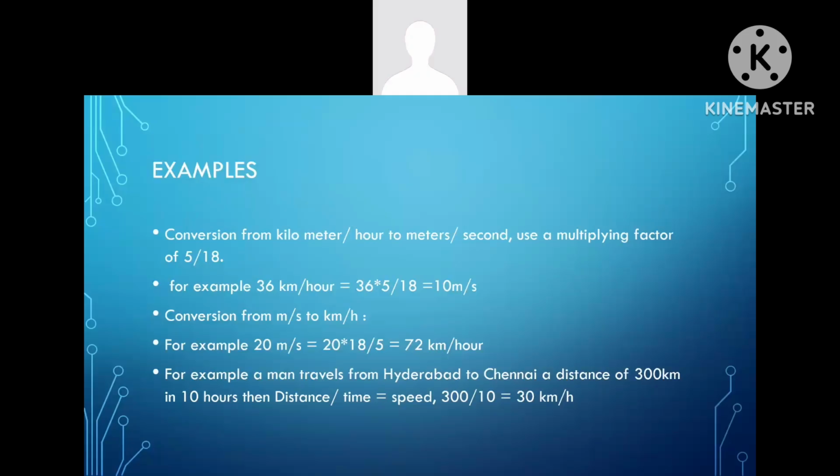Next example, speed. For example, a man travels from Hyderabad to Chennai, a distance of 300 km, in 10 hours. Then distance by time equals speed. 300 by 10 equals 30 km per hour.